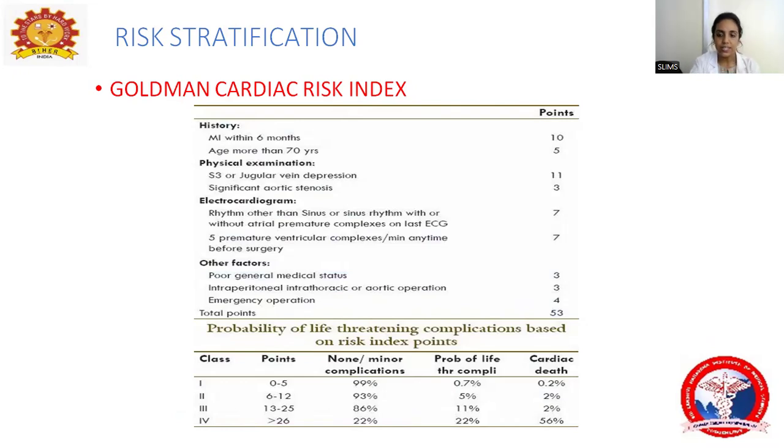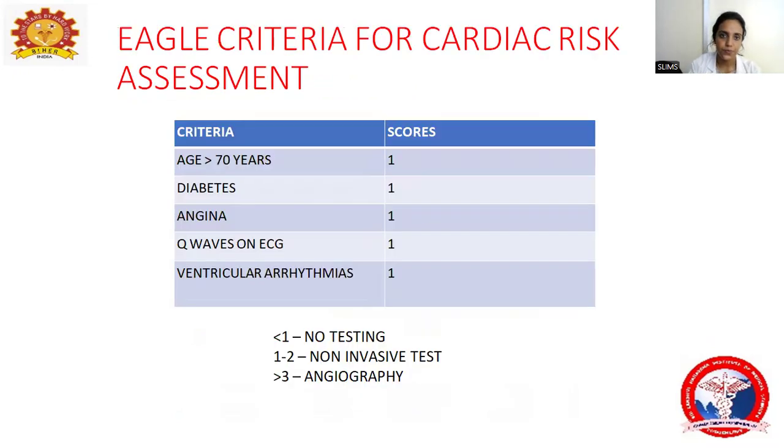Now, class 1, the probability of cardiac death would be 0.2%. And class 2 would be around 2%, and class 3 would be around 2%. Class 4, it will be around 56% cardiac death risk.